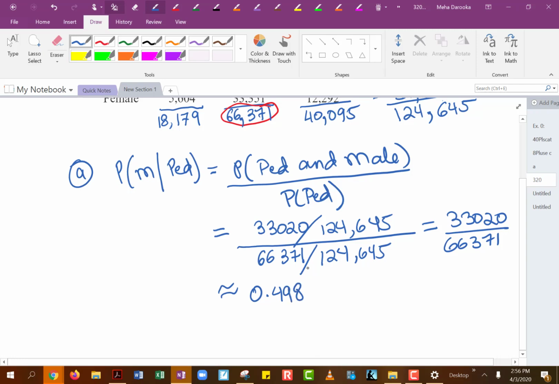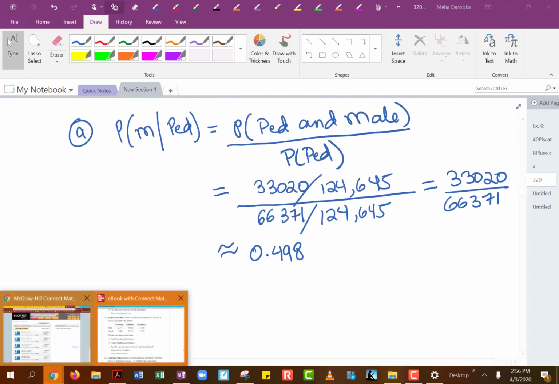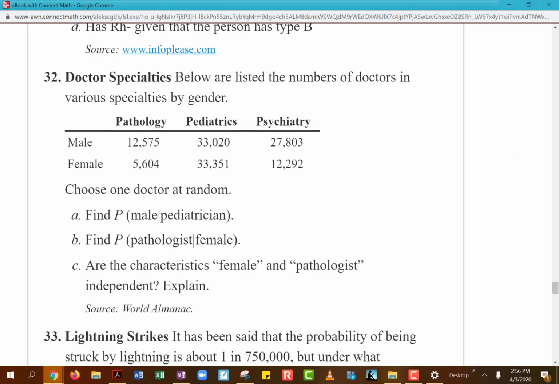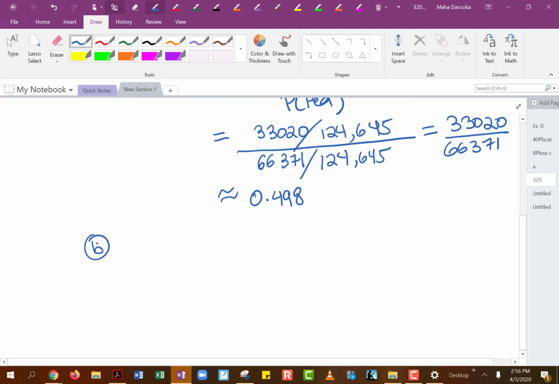And then if you just do a decimal approximation, this should come out to be approximately 0.498. So just shy of being 50%, right? So we're saying out of these total doctors that were listed, about 50% are going to be male, given that they are in pediatrics, right? So that's how this first probability comes out to be. Then your second one was finding the probability for a pathologist, given that they are female. So that's our part B.